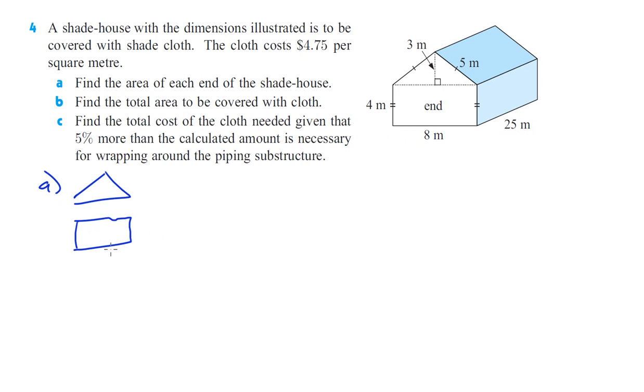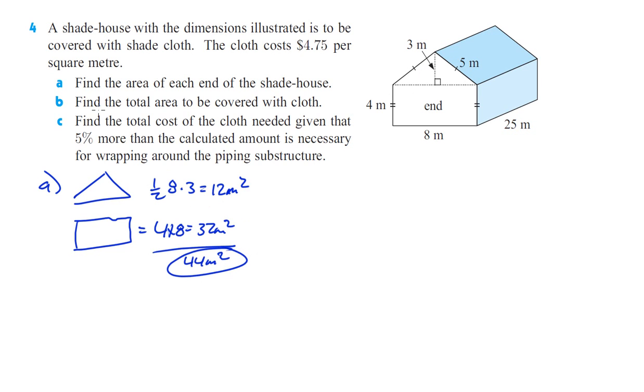Okay, so the rectangle piece is 4 by 8, which is 32 square meters, and then the triangle is going to be 1/2 of 8 times 3. Base is 8 and the height is 3, so half of 8 is 4. 4 times 3 is 12 meters squared, so we add those two together and that's 44 square meters for A. Okay.